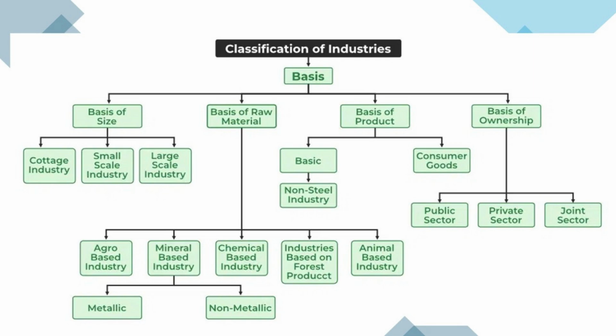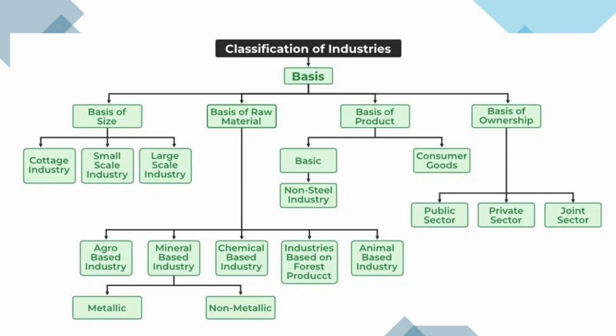The next industry is classified on the basis of ownership: public sector, private sector, joint sector, and the last, cooperative sector. So, public sector is nothing but it is owned by government. Example: SAIL, BHEL, Bell. Okay.